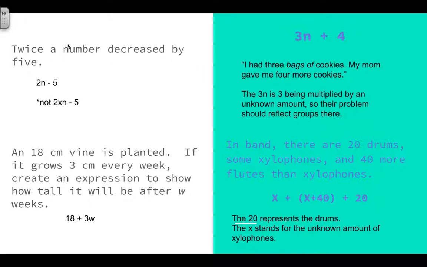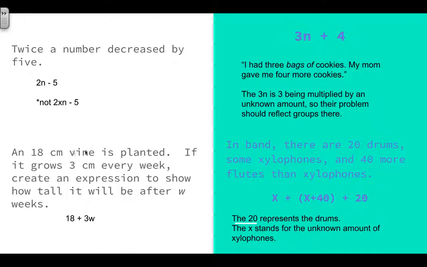Here are some examples. Twice a number decreased by 5. They would do 2 times an unknown number, subtract 5. We no longer do 2xn. The x can't show multiplication anymore because it looks like another variable. So 2n means multiplication. It means 2 times n. They also can put in the belly button multiplication dot, or they can put the n in parentheses if they really want to.